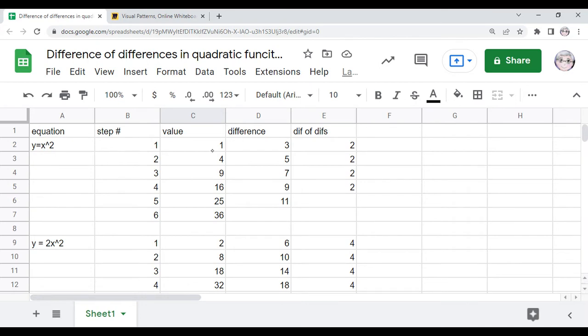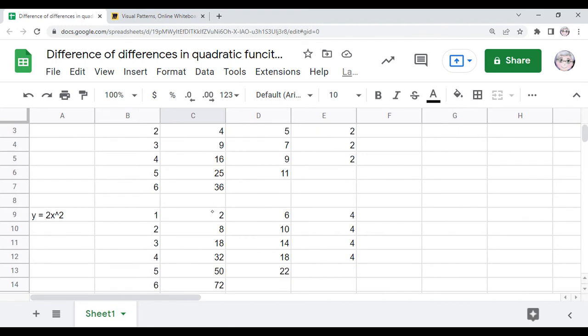So 1 squared would give you 1, 2 squared would give you 4, etc. And then I took the differences, and then the difference of the differences, which is what we need when we look at a quadratic. And you can see in this plain old y equals x squared, the difference of the differences is 2. When I did y equals 2 times x squared, same thing, so I listed out some step numbers and then did the calculations.